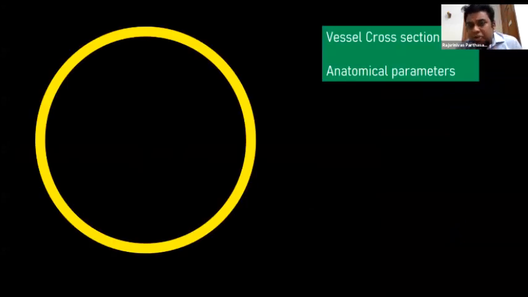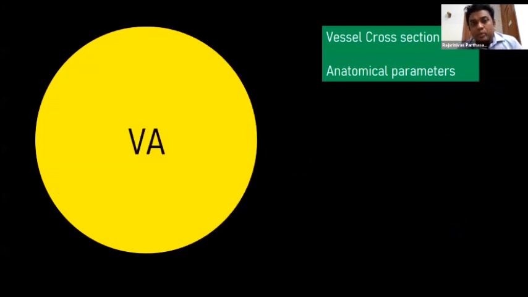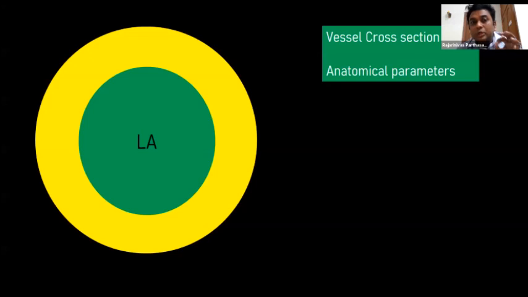So some of the anatomical parameters one should know. Consider this yellow ring to be the outer wall of the artery, and the green ring to be the lumen outer wall. So there are two areas that you should keep in mind. One is the vessel area and the other one is the lumen area. When you subtract the lumen area from the entire vessel area, you get what is called the plaque size, which in turn will help us establish the plaque burden.